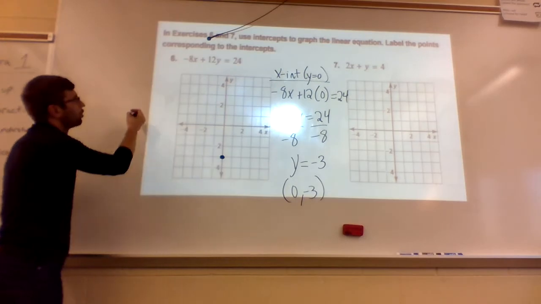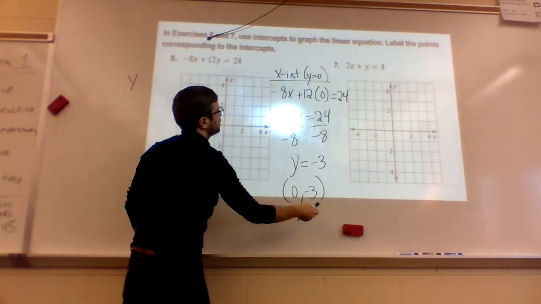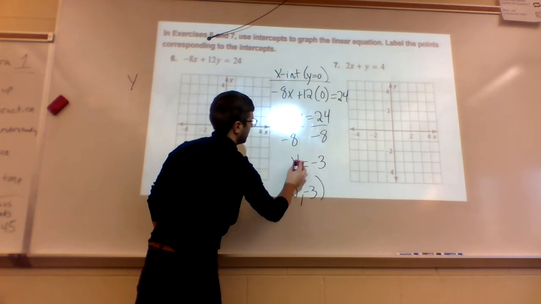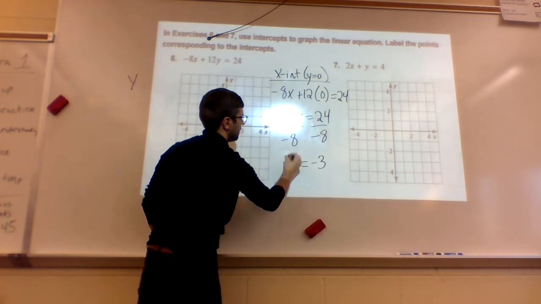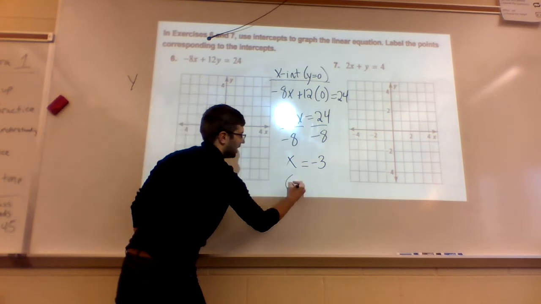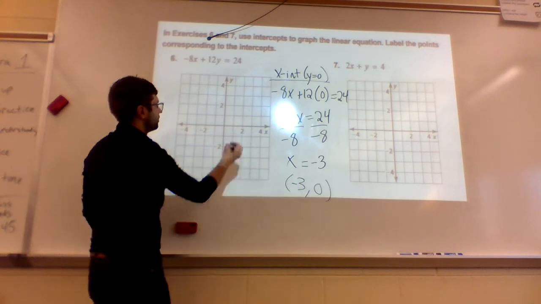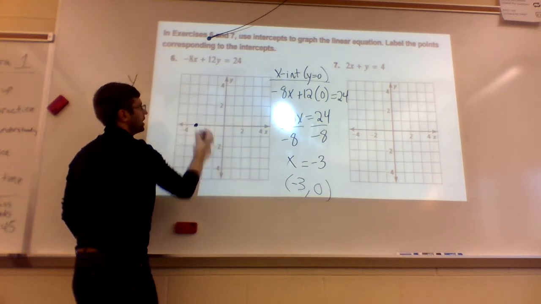Okay, now we'll go back and we'll do the y-intercept. That was my x-intercept. I lost that right there. So this is our x-intercept. Wrote that wrong. So we've got -3, 0. Make sure you fix that in your notes. So at -3, we'll put that on the graph.